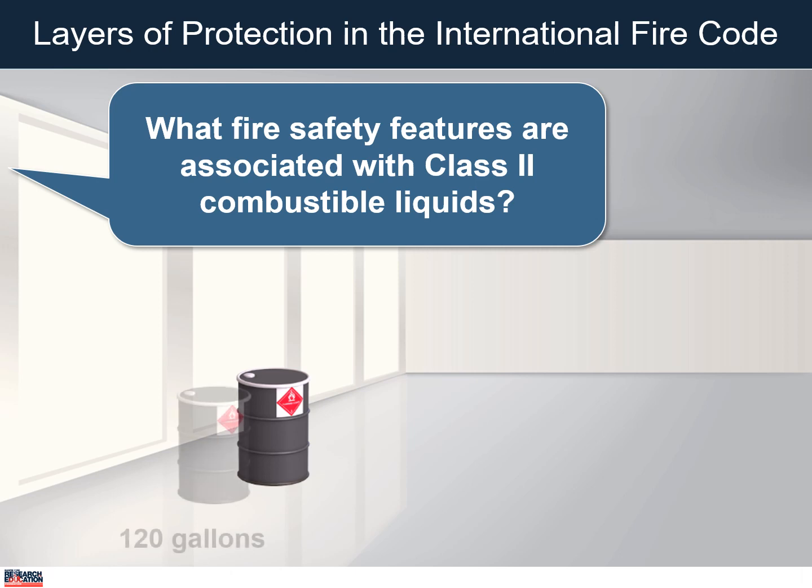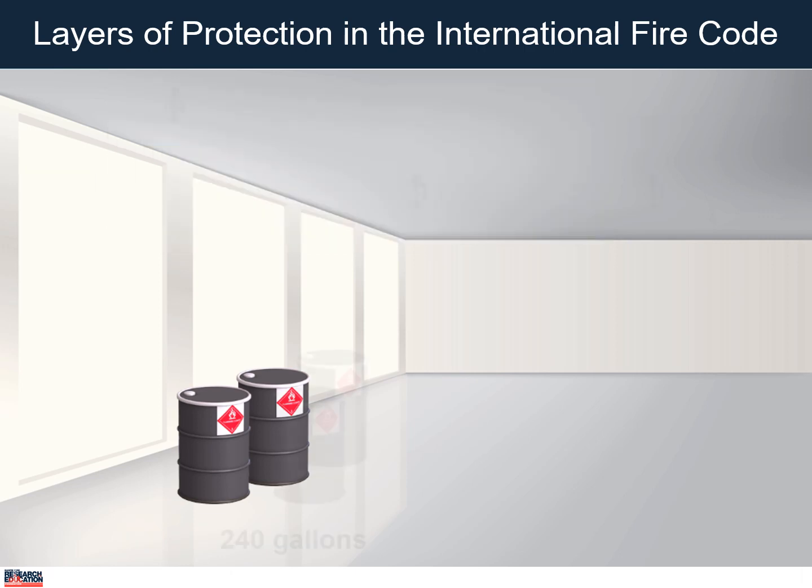Consider the layers of protection in the International Fire Code. A great example is Class II combustible liquids. What are the fire safety features that would be associated with Class II combustible liquids? For up to 120 gallons, the fire safety requirements are that it needs to be in an approved storage container in an approved location, so the basic building features are considered adequate if the liquids are stored properly.